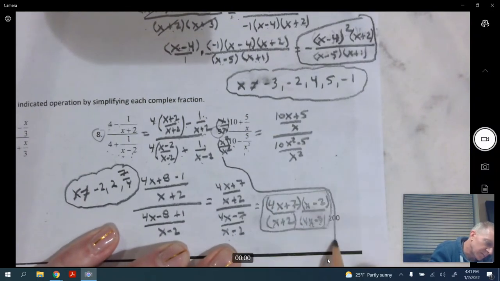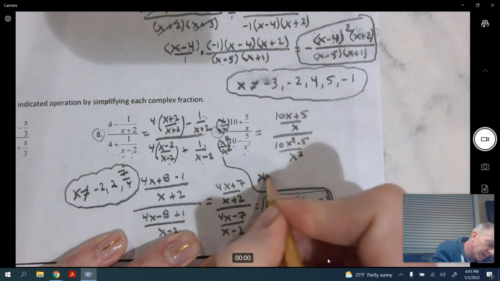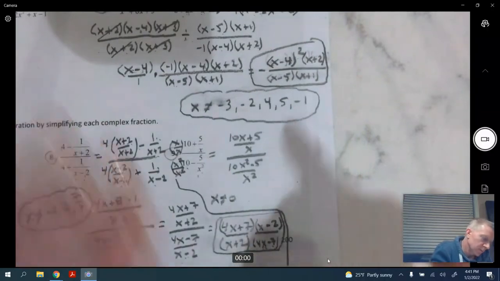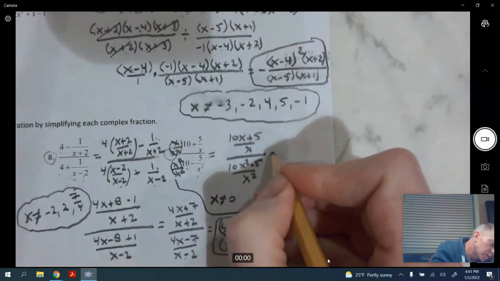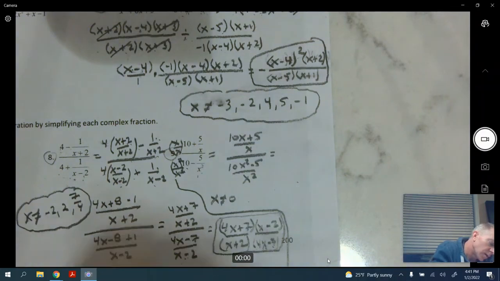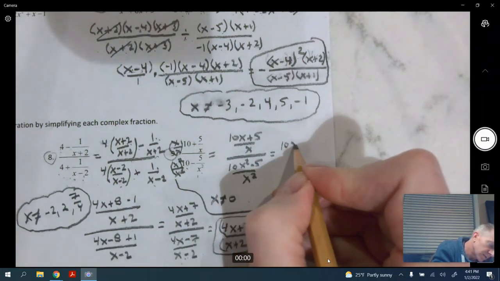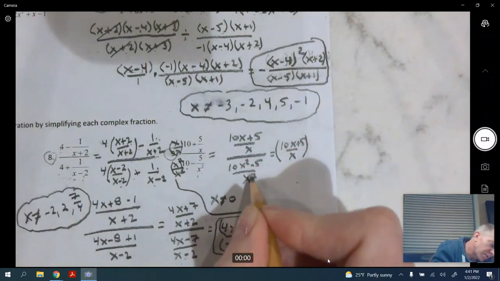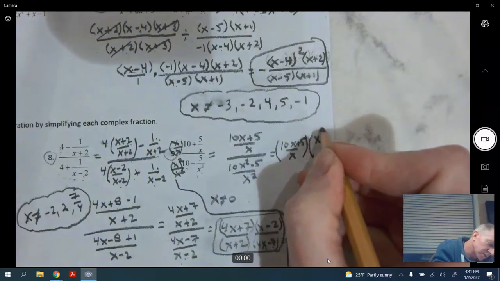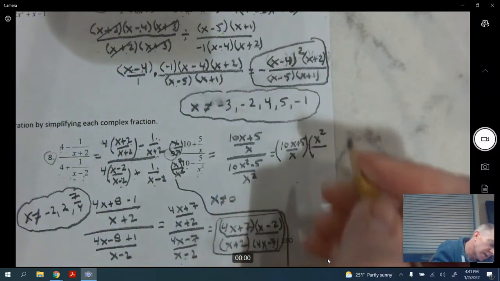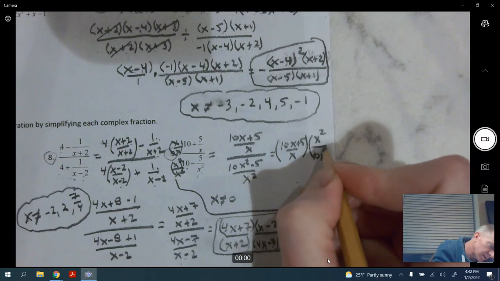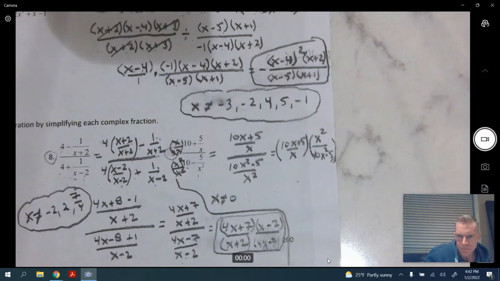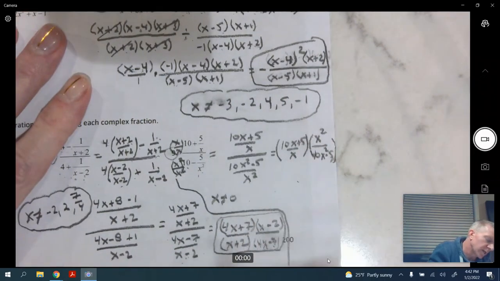Okay, running out of space a little bit. But we know that x cannot equal 0. Right now, just 0. Okay, and we're going to do 10x plus 5 over x, and then instead of dividing by this, we're going to multiply by x squared over 10x squared minus 5. Now one of the x's will cancel, but let's factor.